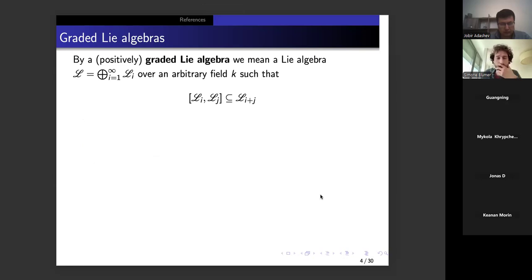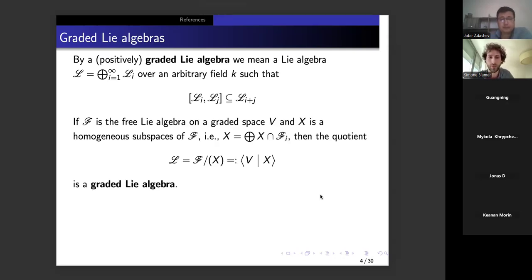By positively graded Lie algebra, we mean an ordinary Lie algebra whose underlying vector space is graded over the positive integers. For me, a graded Lie algebra will always be graded over the positive integers, and we also want the Lie brackets to respect this grading, so that the Lie bracket between elements of degree i and j is either 0 or an element of degree i plus j.